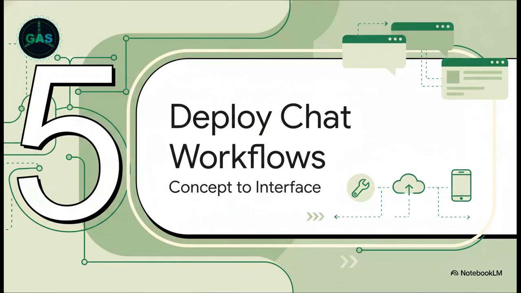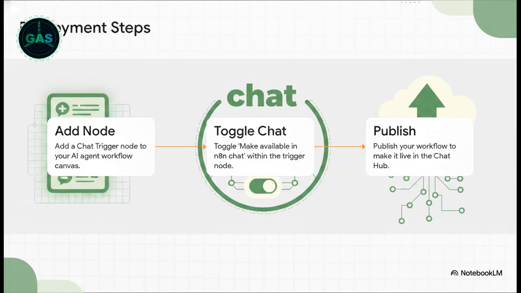Section 5. Deploying your chat workflows, from concept to interface. So how do you actually deploy these workflows to your interface? Well, it boils down to 3 really clean steps. Step 1. You add a chat trigger node to your AI agent workflow. Step 2. You toggle Make Available in n8n Chat inside that node. And Step 3. You just publish the workflow. Keep in mind, it won't show up in your hub while it's still in draft mode.